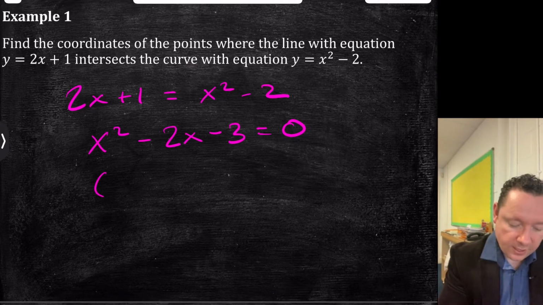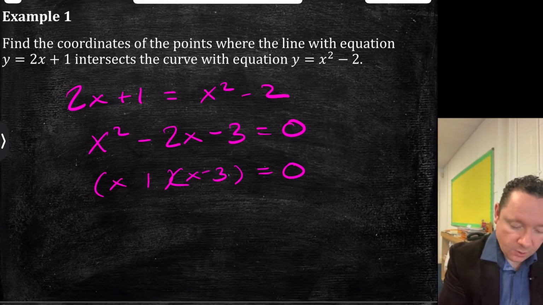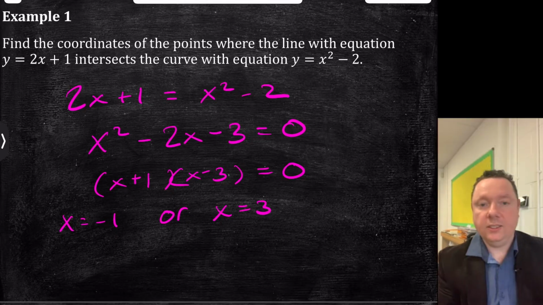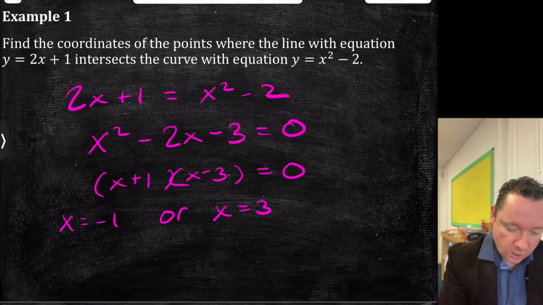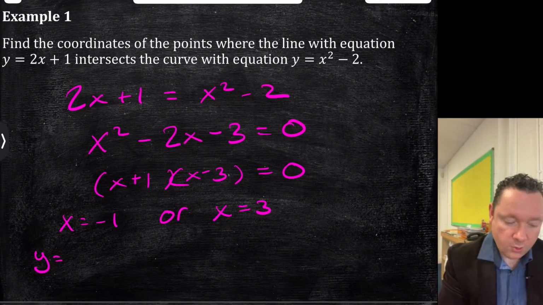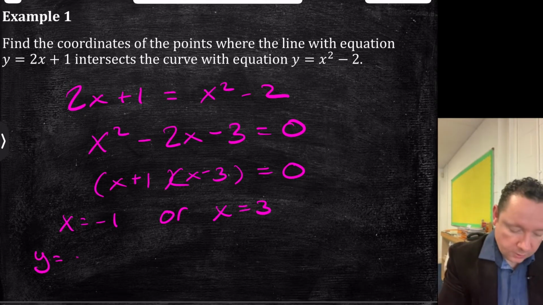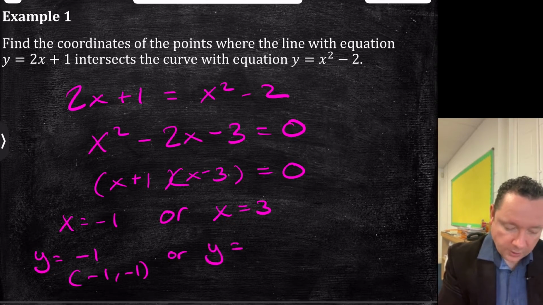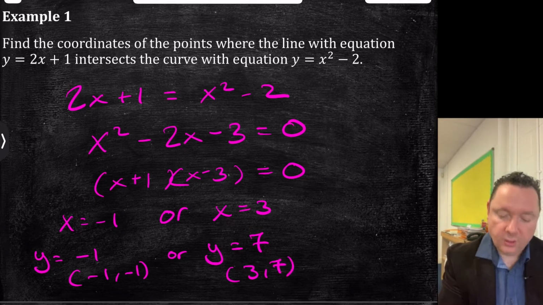So now we check if it's factorizable. So x and x, 3 and 1, minus 3 plus 1 is minus 2, so therefore x equals minus 1 is one place it touches, and x equals 3 is the other place. We'll want the coordinates also, so we'll sub into y. When x equals minus 1, y is minus 2 plus 1, which is minus 1, so the first point is minus 1, minus 1. When x is 3, 2 threes are 6, plus 1 is 7. So 3, 7 is the other point of intersection.